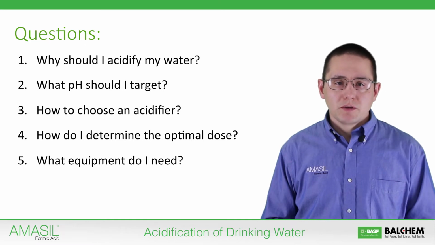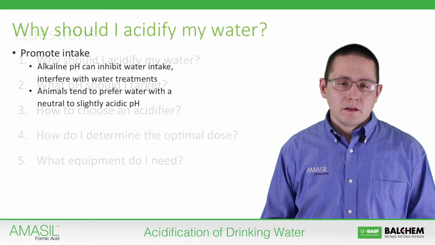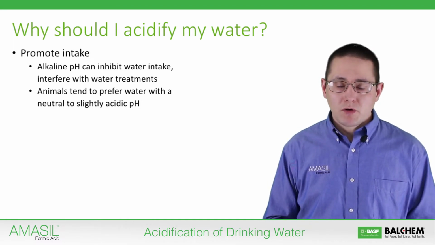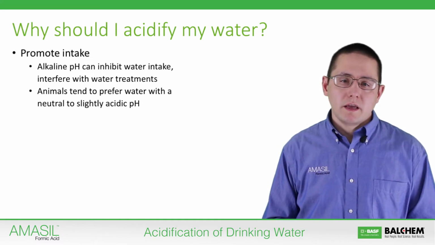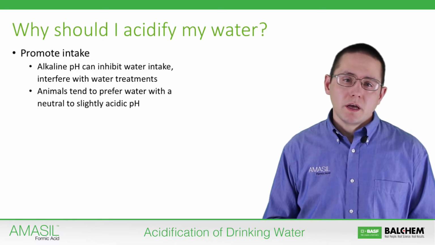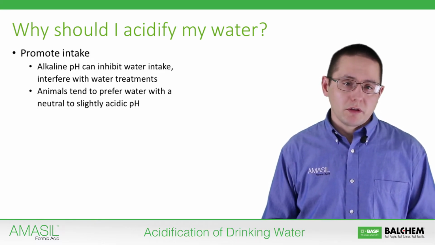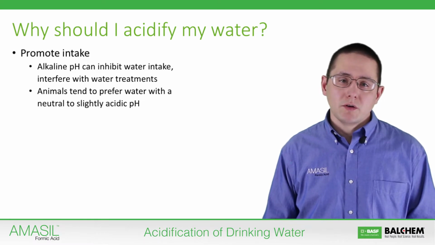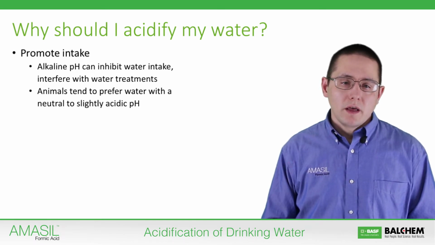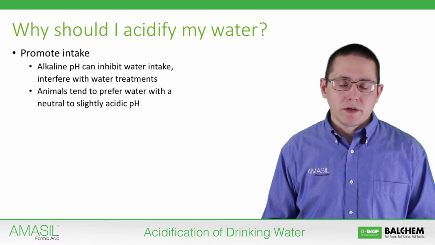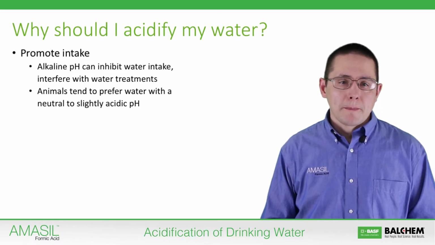So starting with the first question, why? The most obvious reason is to promote intake. Alkaline pH has been shown repeatedly to inhibit water intake in swine and poultry and other species. And it's also been shown to interfere with certain other water treatments that you might be doing on the farm, such as chlorination or use of certain antibiotics. Animals tend to prefer water with neutral to slightly acidic pH. And if you have high pH water, acidification of drinking water is highly recommended.